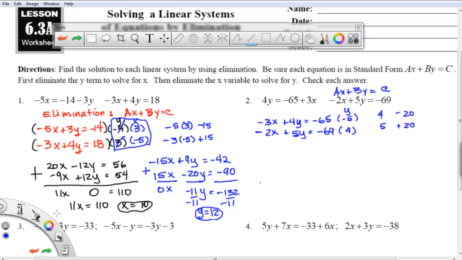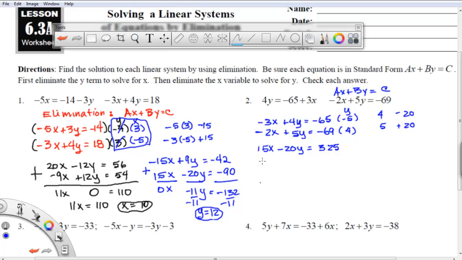I don't have my right pen running here. Hold on just a second. So negative 5 times a negative 3 is 15x. There I go. And negative 5 times positive 4 is a minus 20y. And negative 5 times negative 65 is a positive 325.